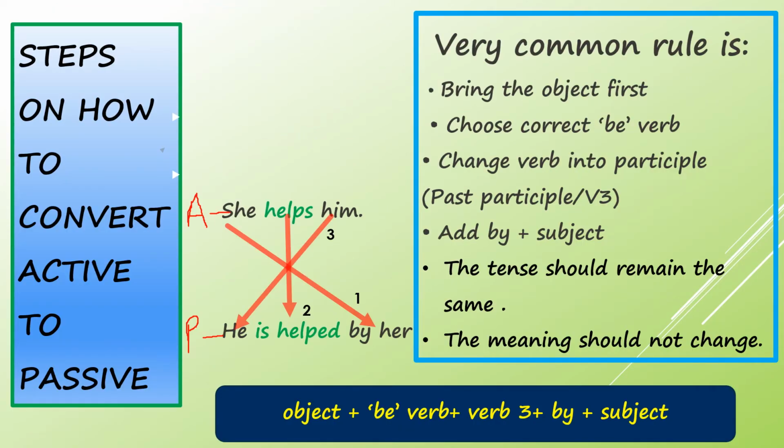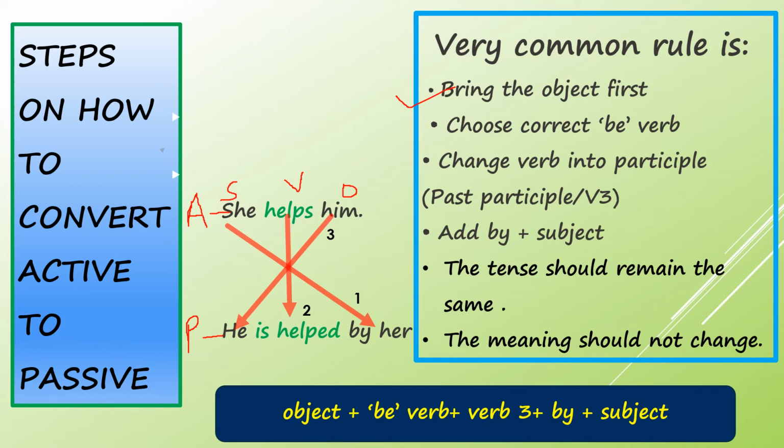Children, the steps to convert active into passive are very, very easy, as you can see here. The very common rule first is to bring the object first. This is the object, this is the subject, and this is the verb. So we will bring the object of the active voice first.